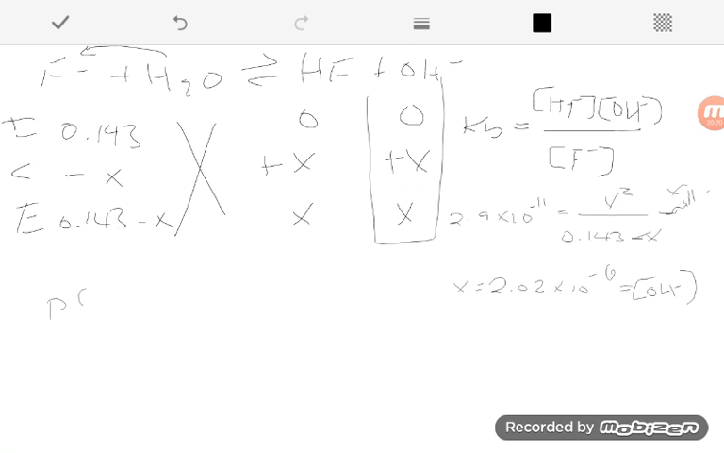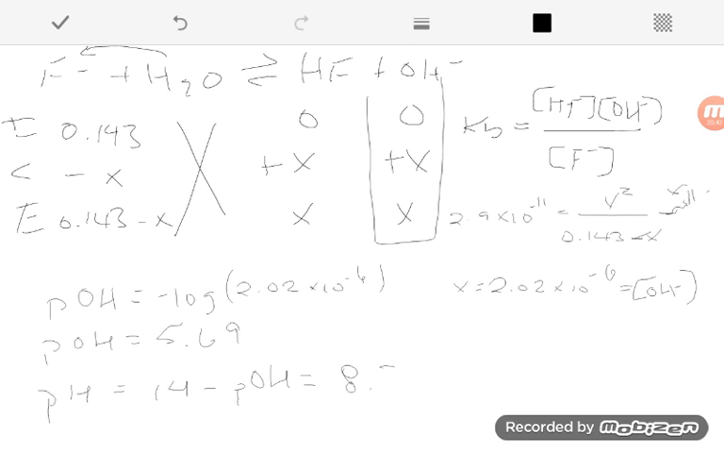So I can't get pH directly. I have to start with my pOH. pOH, of course, is the negative log of the OH minus concentration, which is 2.02 times 10 to the negative 6. So my pOH is going to be 5.69. My pH, really simple, is just 14 minus that pOH. So my pH is going to be 8.31.